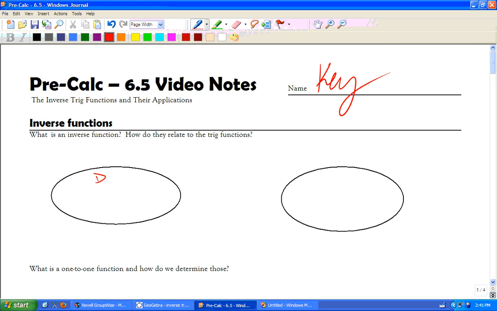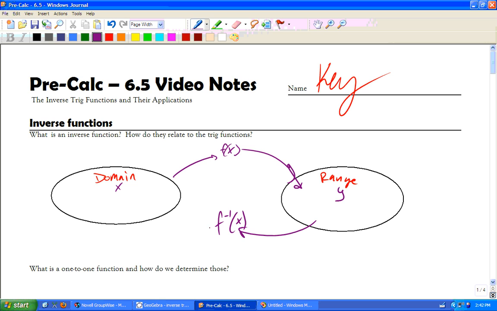What an inverse function did was flip-flop the domain and the range that would typically happen for a function. So, for example, if we had some function f of x, the function would take something out of the domain, do something to it, and kick it back into the range. What the inverse function did was take something out of the range, or the y values, run it through this inverse function, f inverse of x, and that would kick it back into the domain.